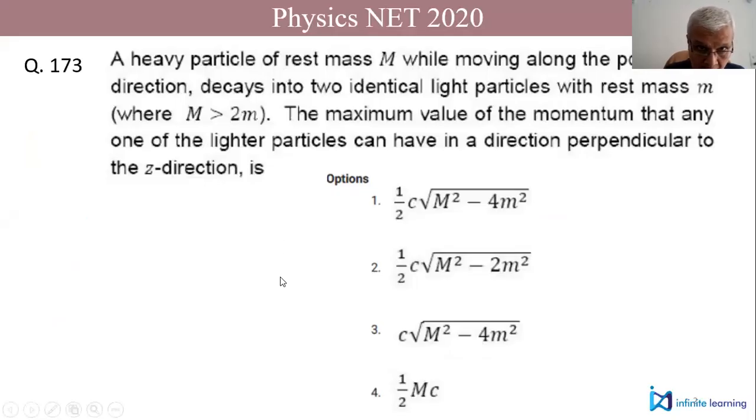Okay, so that's your question. You have a particle of rest mass capital M, which decays into two identical particles. What will be the maximum value of momentum? It's moving in the z direction, and then it decays into two identical particles. So what will be the largest momentum that it can have perpendicular to the z direction?